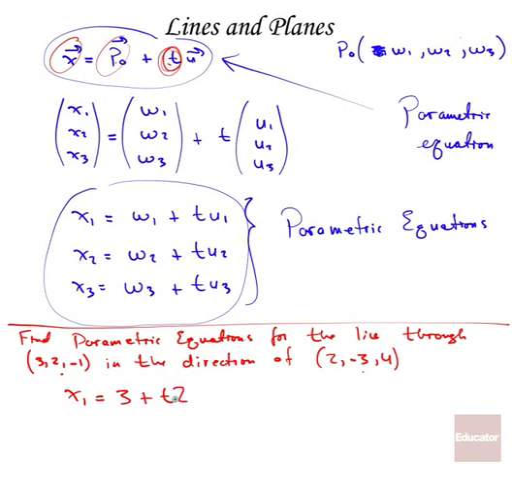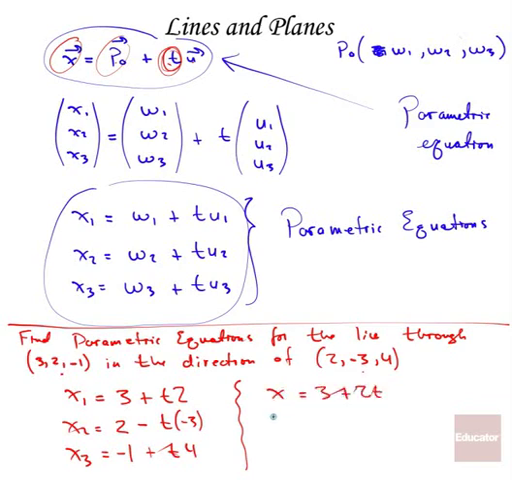I'll write it this way just to be consistent. You could write 2t, it's not a problem, but I'll keep it consistent because here I put the t before the vector. x2 is equal to 2 minus t times -3, and x3 is equal to -1 plus t times 4. Or if you prefer something a little bit more normal, x equals 3 plus 2t, y equals 2 plus 3t, minus minus, you get a plus, and z is equal to -1 plus 4t.